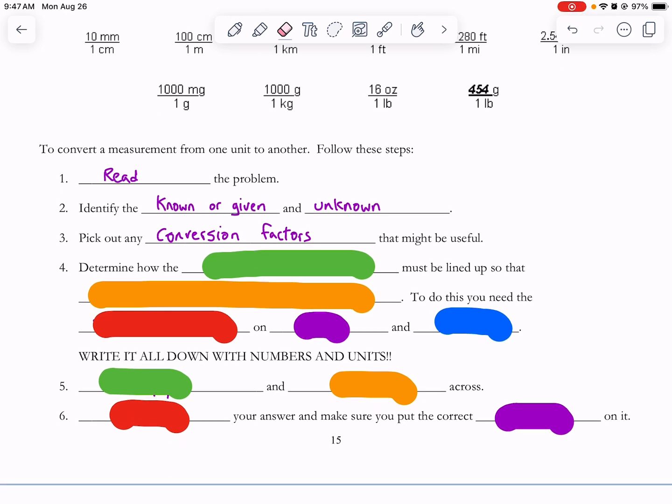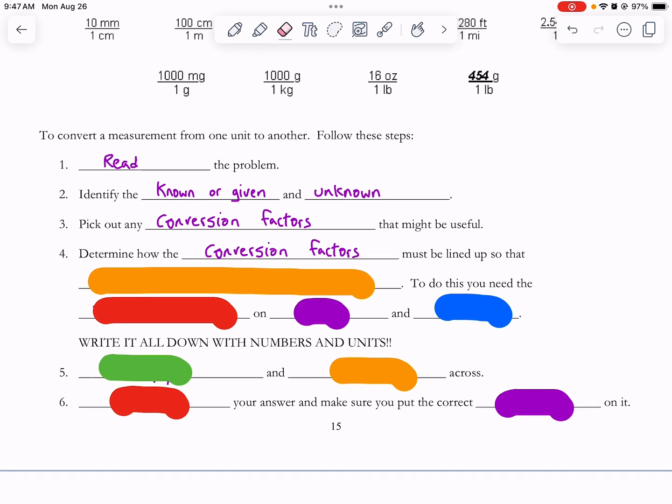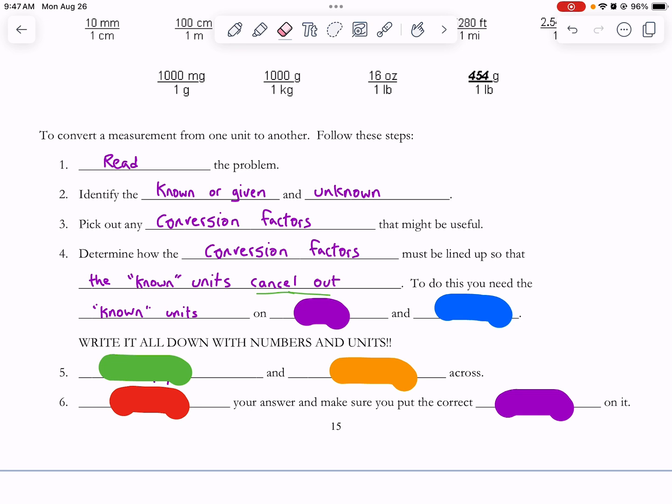And the next step is going to be to take those conversion factors and line them up so that our known units cancel out. Canceling out is something that happens when you're working with fractions, and that's okay. Fractions are okay. You don't have to be scared of fractions. I'll help you out. And those known units are what we're trying to get to cancel out, and they cancel out when they're on top and on bottom. Top and bottom, okay? So we're trying to get the known units to cancel out by putting them on top and bottom.